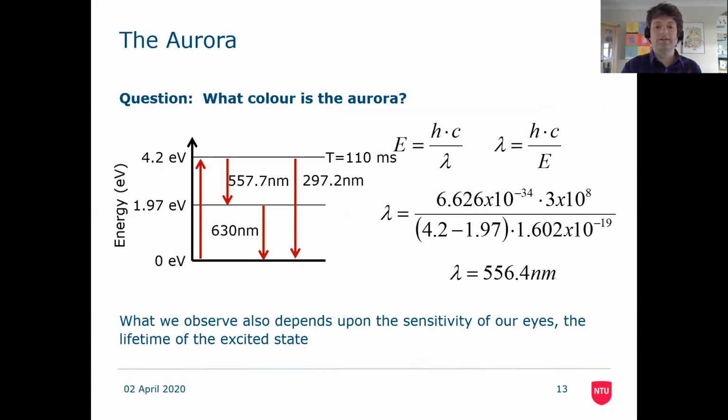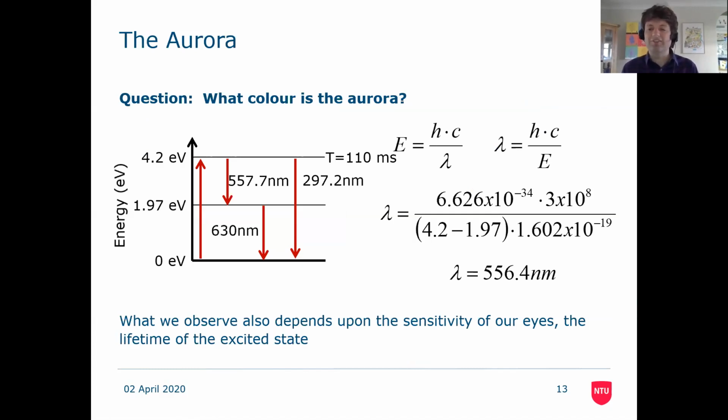So, when this material hurtles in from space, crashes into the upper atmosphere, excites these oxygen atoms, we said that after some amount of time, not very long, but some amount of time, they go back towards the ground state. So what's the lifetime of this excited state here? This excited state at 4.2 electron volts is about 110 milliseconds.